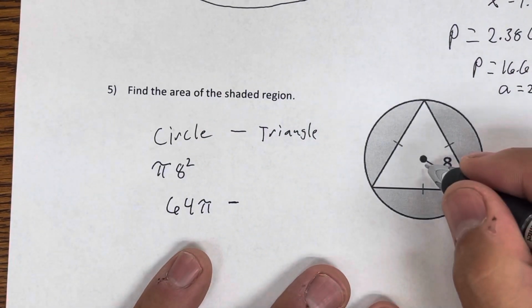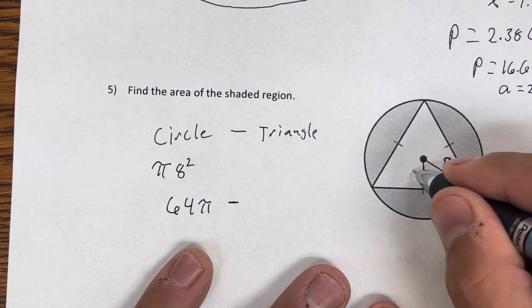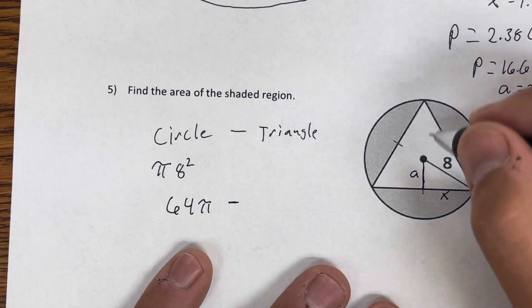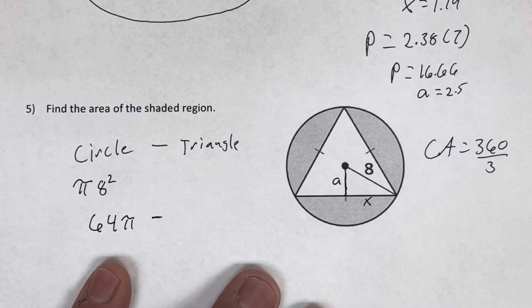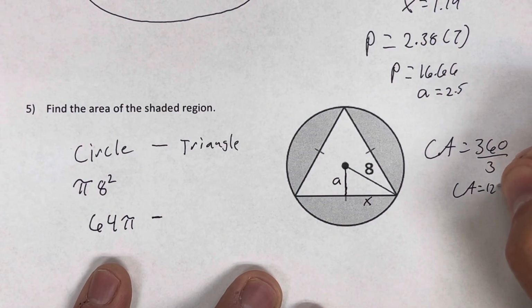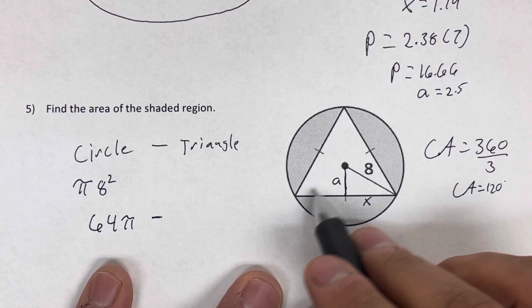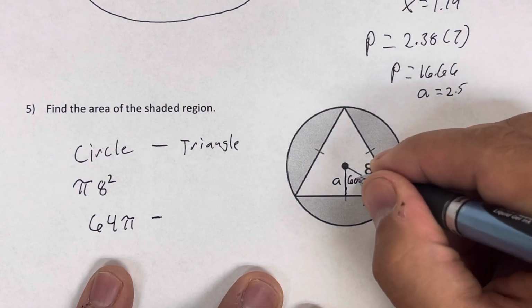So again, I got to break this apart. I just know the radius. I have to find the apothem A, and I also have to find the side length here. So first step, find the central angle. Central angle equals 360 divided by 3. It has 3 sides. That's 120. So keep in mind the central angle is the whole thing. So the whole angle is 120, so that's half for this little piece, which is 60.